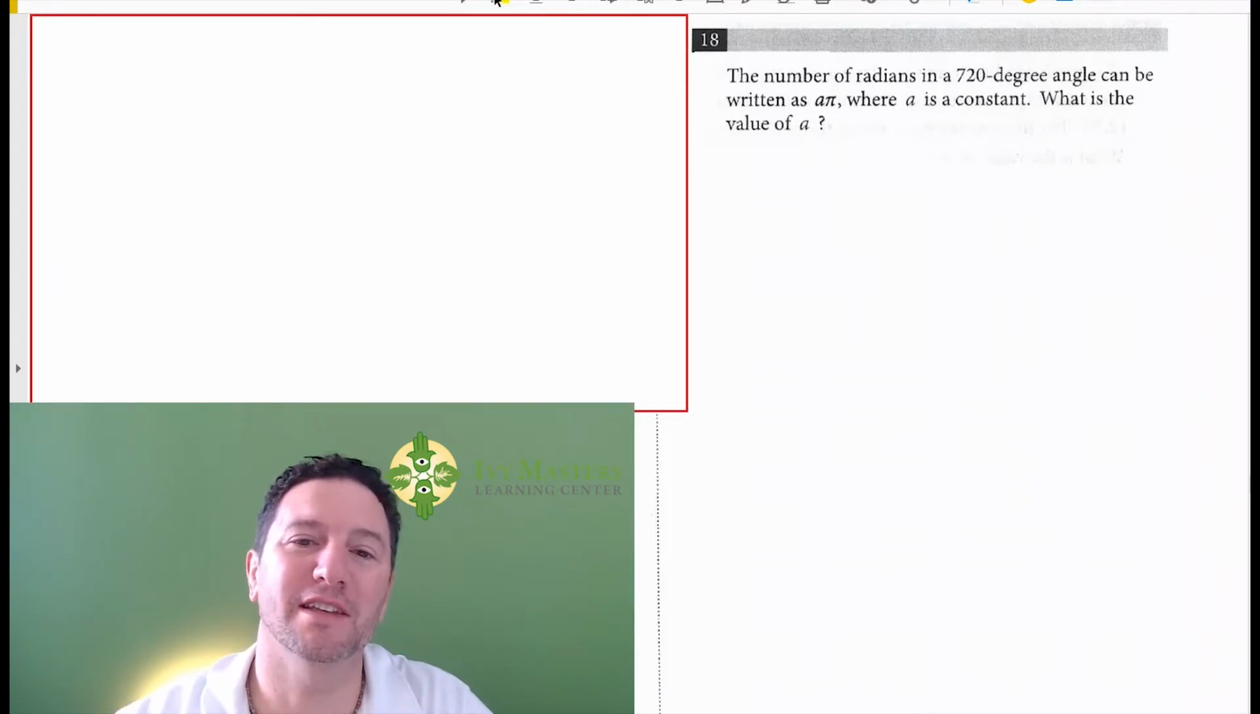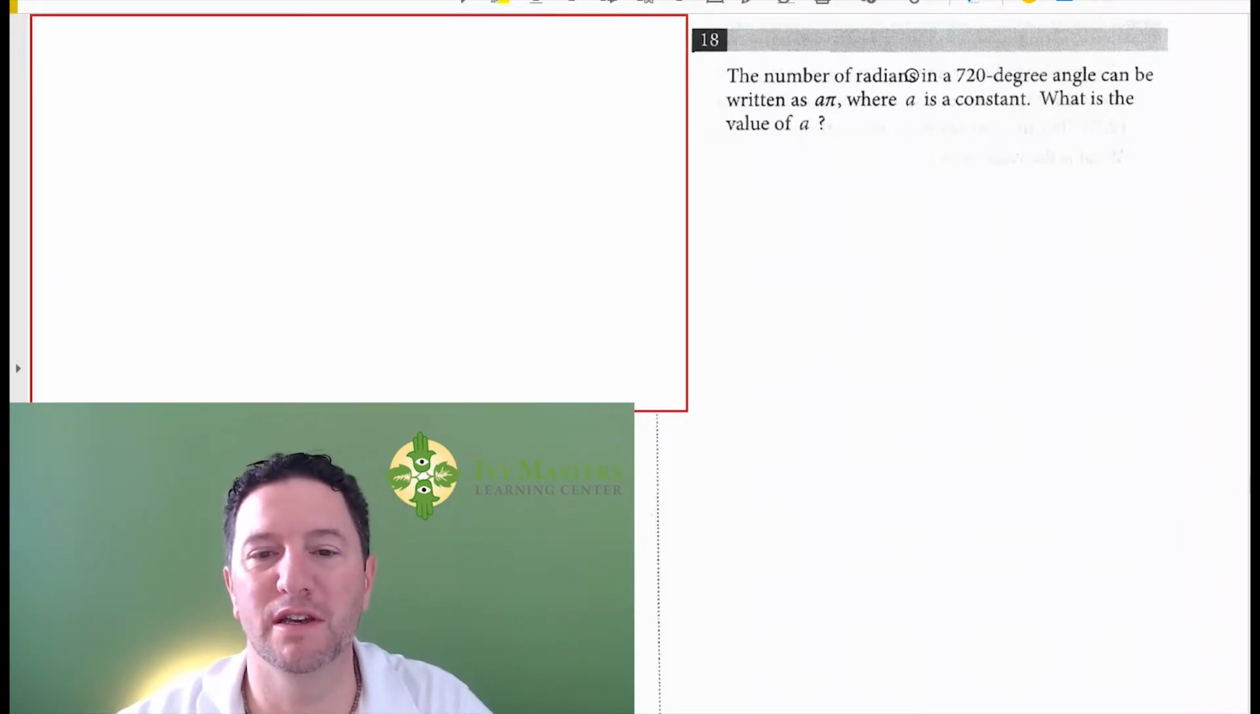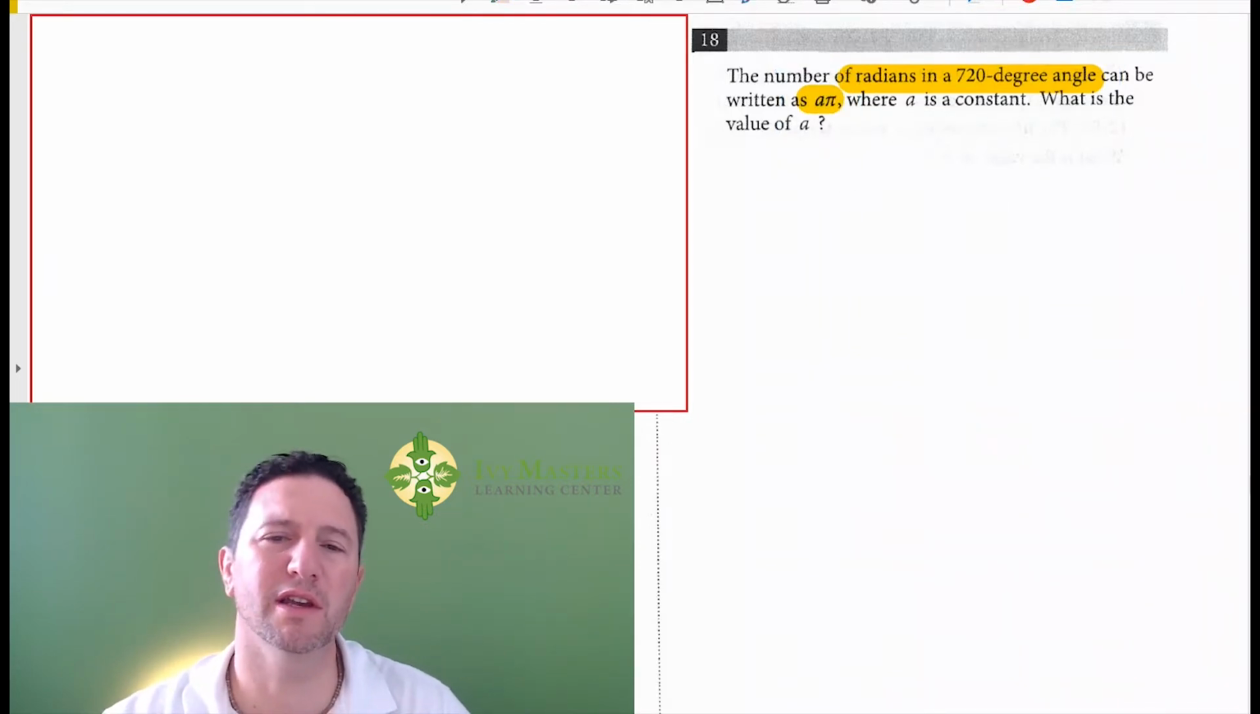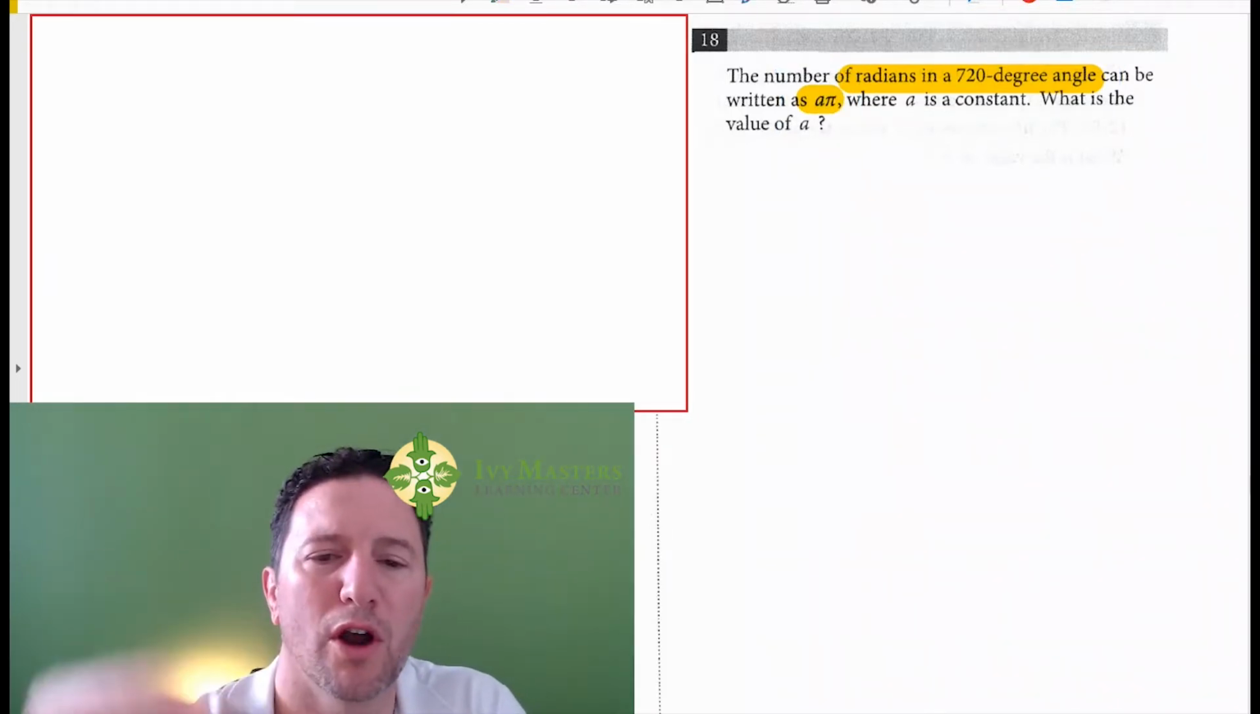And today we're going to look at Test 7, Section 3, number 18, which reads: the number of radians in a 720 degree angle can be written as a pi, where a is a constant. What is the value of a? So I'm going to explain radians to you for those of you who are unaware.